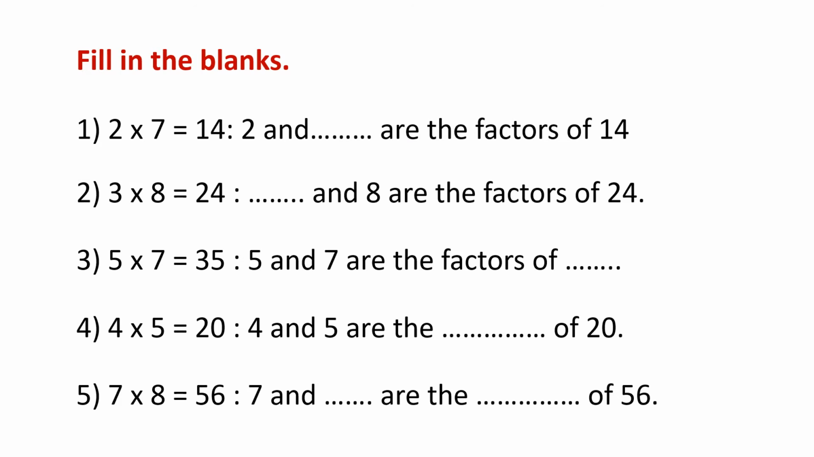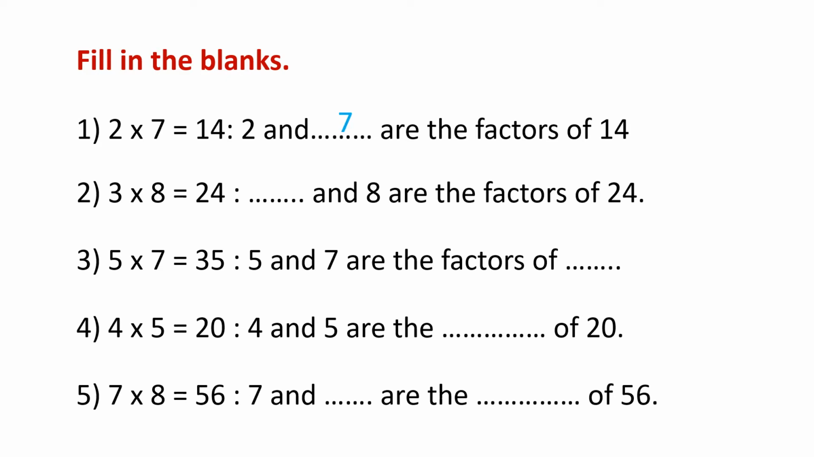Fill in the blanks. Question number 1. 2 multiplied by 7 is equal to 14. 2 and dash are the factors of 14. Can you tell me what we have to write in the blank? Yes, the answer is 7 because 2 sevens are 14.